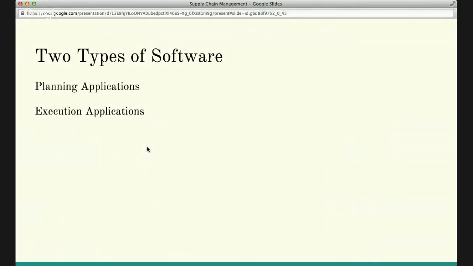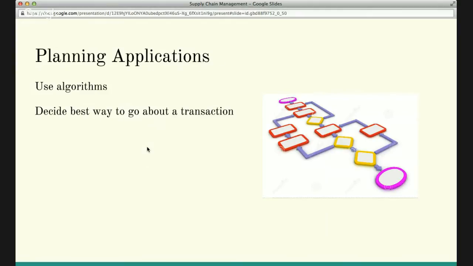There are two types of software in supply chain management, and the first type is planning applications, and the second type is execution applications. And both of these softwares do get the job done. They just go about it in different ways. So first, planning applications. Planning applications use algorithms. The other one does not. And the algorithms help decide the best way to go about a transaction.